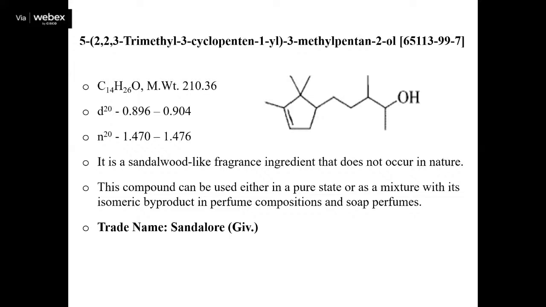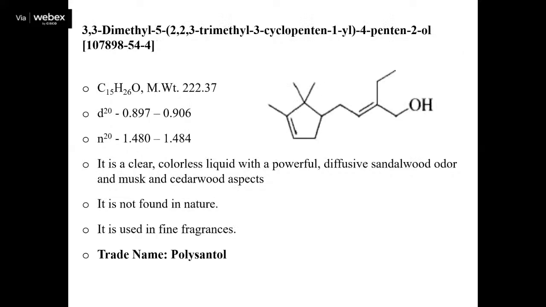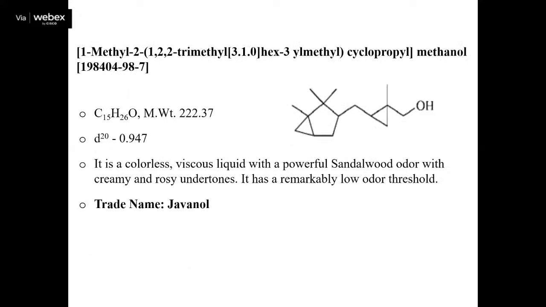So the price matters. If we get a soap of sandalwood claiming it has sandalwood, one at 800 rupees and another at 50 rupees, it matters a lot what has been used. Again another one, Polysantol. So you can see the most confusing names. The traders are very smart. It is used in fine fragrance, and it is a clear, colorless liquid with a powerful diffusive sandalwood odor, and also some tinge of musk and cedarwood. So you can see different types.